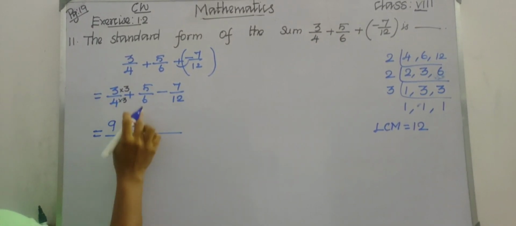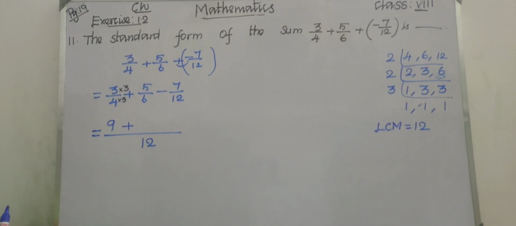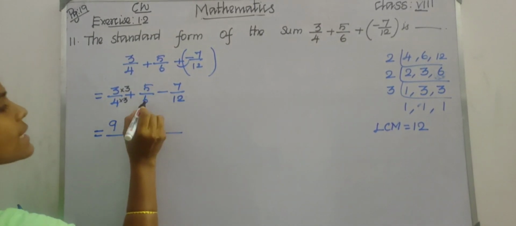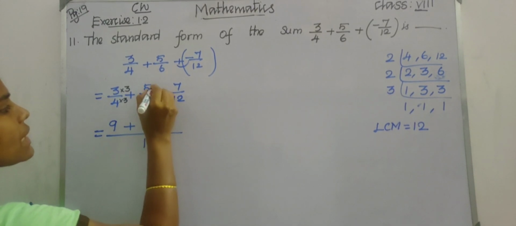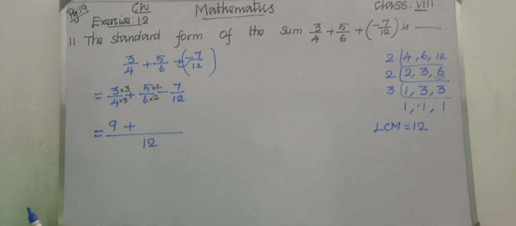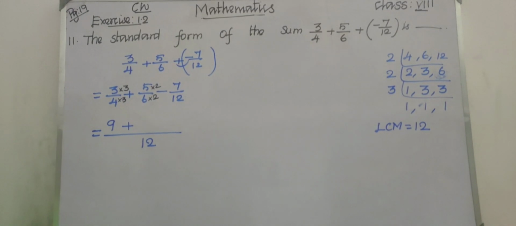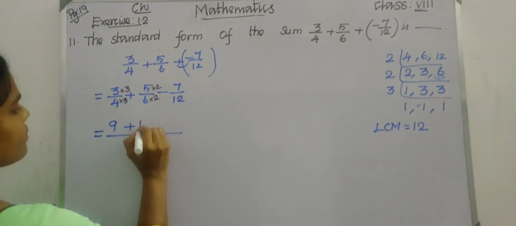Okay, put plus. Now, we are having 5 upon 6, right? So what will be multiplied with this 6 to get 12? 2 6s are 12, right? So we need to multiply 2 in the numerator as well as in the denominator. Okay children, so 5 2s are 10.